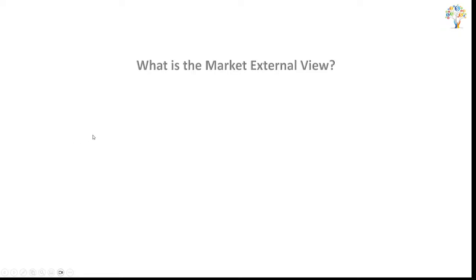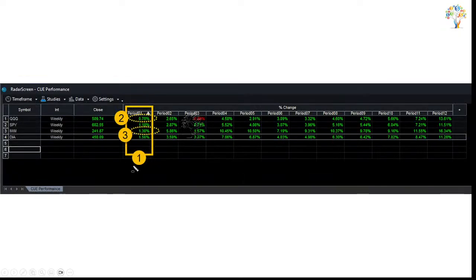What is the market external view? This is a snapshot using Q Performance Finder for the market ETFs using weekly interval. All the market ETFs went up this week. The worst performer is QQQ, went up but worst performer, and IWM is second best performer after DIA. DIA is the best performer.